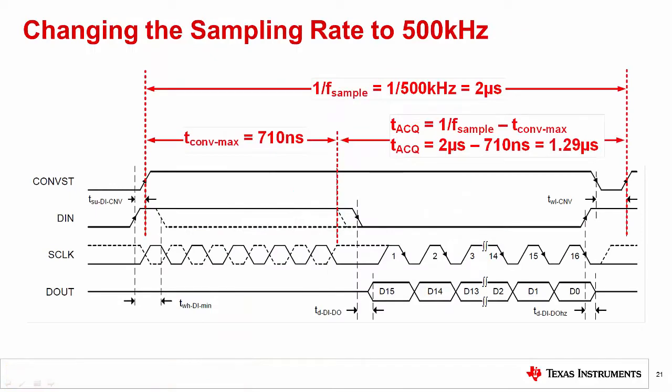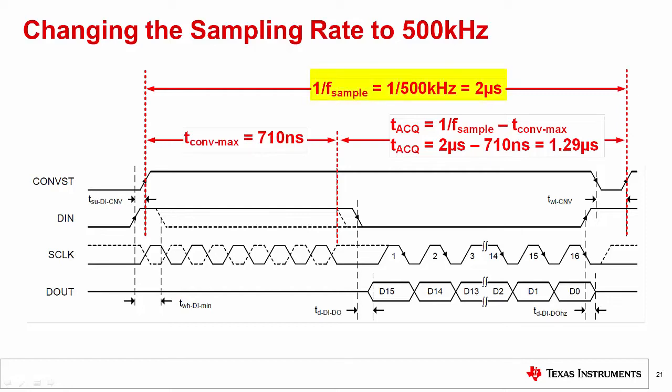Reducing the sampling rate will cause the acquisition time of the SAR ADC to increase. This will make it easier for the data converter to achieve good settling, which allows lower bandwidth amplifiers to achieve good settling. For the next experiment, we will reduce the ADC sampling rate to 500 kHz. This slide shows how to calculate the new acquisition time based on the reduced sampling rate.